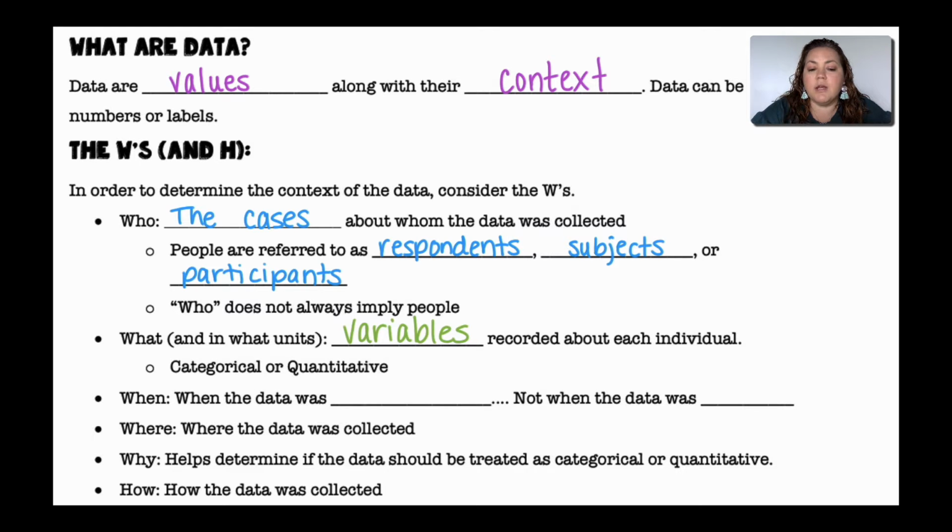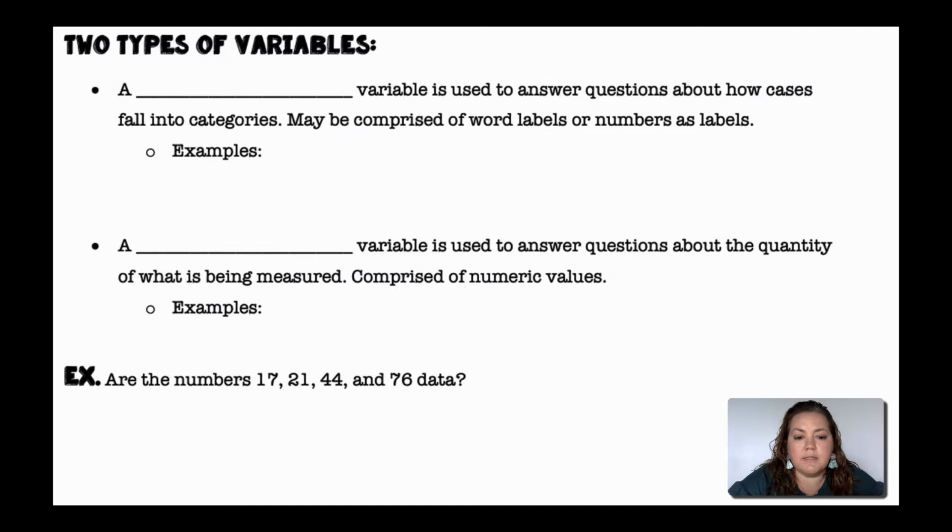When is when the data was collected, not when the data was used. Sometimes there's a big difference in the amount of time that's gone by between when it was collected versus when it was studied or used. Where is where the data was collected. Why helps us to determine if the data should be treated as categorical or quantitative, and how is how the data was collected. The how piece will become a lot more important in future lessons.